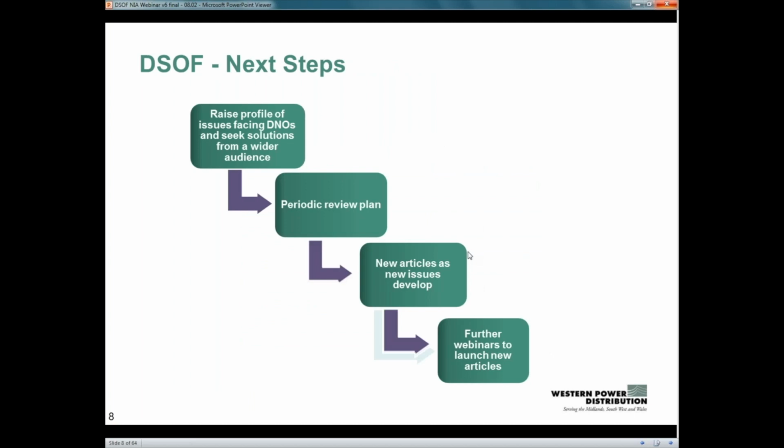So the next steps for the DSOF, as I said, the whole purpose of the DSOF is to raise the profile of some of the issues facing DNOs and seek solutions from a wider audience, which is hopefully why some of you are listening today. We periodically review each of our articles on a rolling basis and publish new articles as new issues develop. Once we've published the next batch of updated or new articles, we will be holding further webinars subject to interest. So without further ado, I'll pass you over to David Tuffery, who's going to present on changing load profiles.